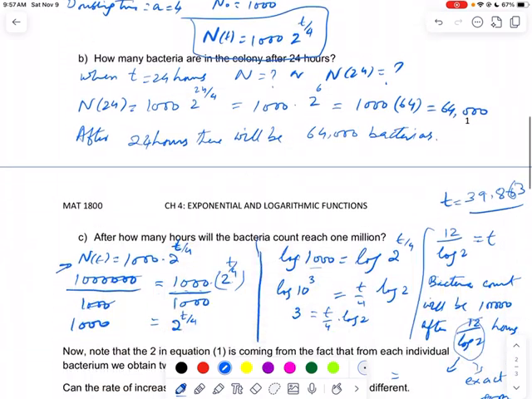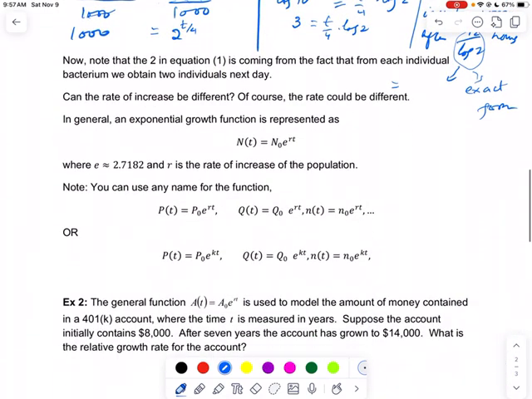Now can we have a different rate? Of course, because in that one we are using a population of bacteria which doubles every day. But what if there is some other rate? Then the base of the exponential function will change. So in general, when we mention an exponential function, we mean something like this: initial population or initial amount times e to the RT.